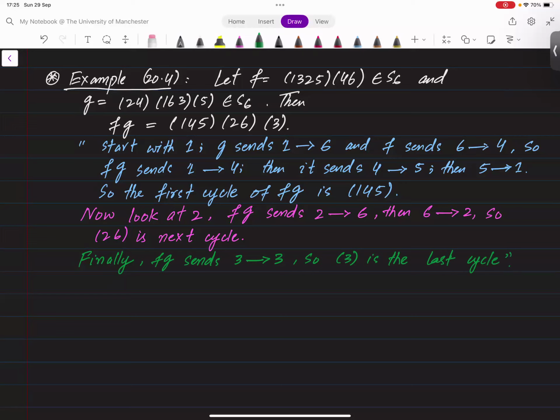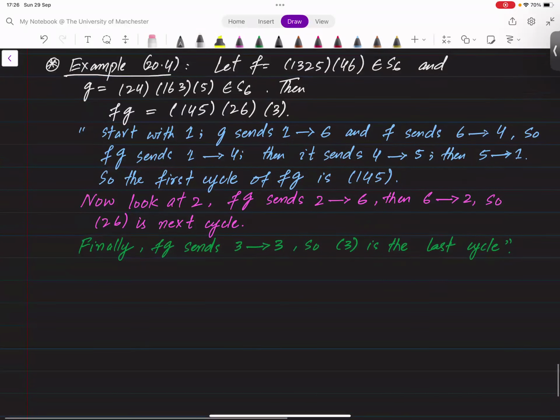Now how does FG send 3 to 3? G sends 3 to 1, and F sends 1 to 3. So FG sends 3 to 3. Now, the other way of doing this is again simple. If you want to multiply FG, this could be the most lengthy way of doing it in your mind.